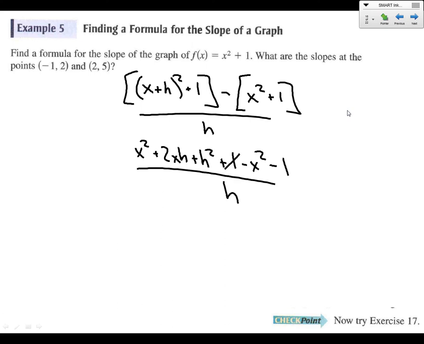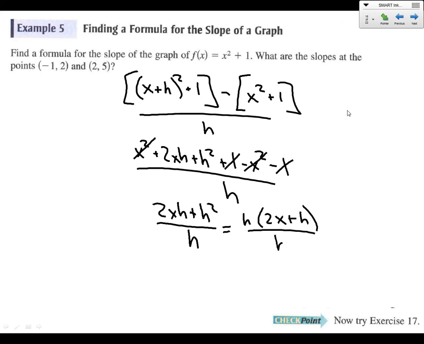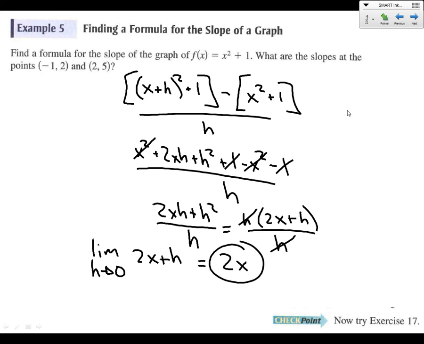Let's do some canceling. So we've got 2xh plus h squared over h. Pull an h out, and we're going to have 2x plus h over h. And our h's go away. And so we have the limit as h approaches 0 of 2x plus h. That's just 2x. So our slope is going to be 2x.